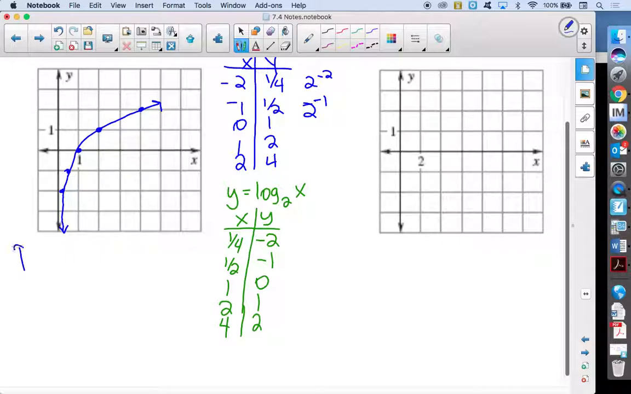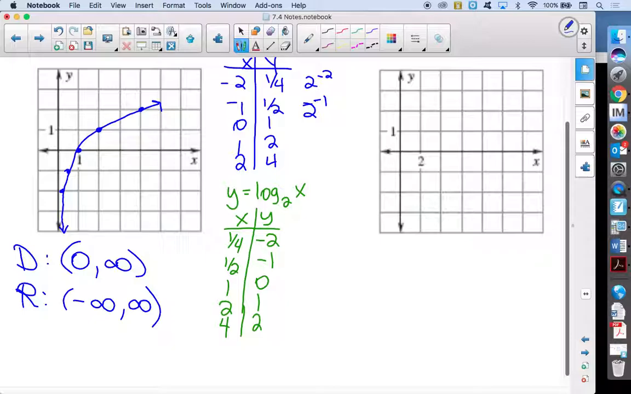So Caitlin, what's the domain of this graph? 0 to infinity. Good. And the range? Negative infinity to infinity. Awesome. We're going to graph one more, but that's the way that you graph these. You're going to find the exponent, flip them, and then graph those new flipped points because those are really the points for your log graph.